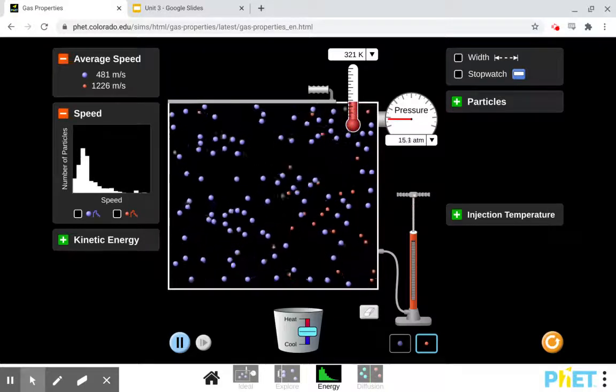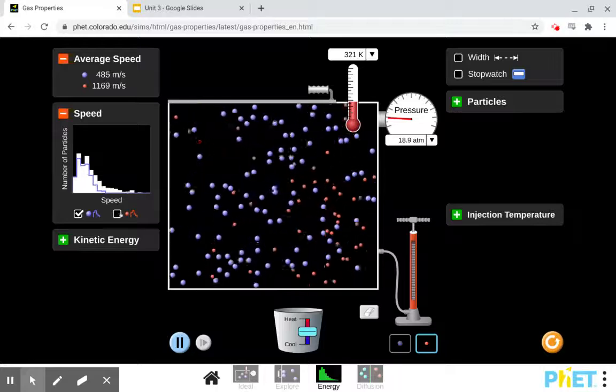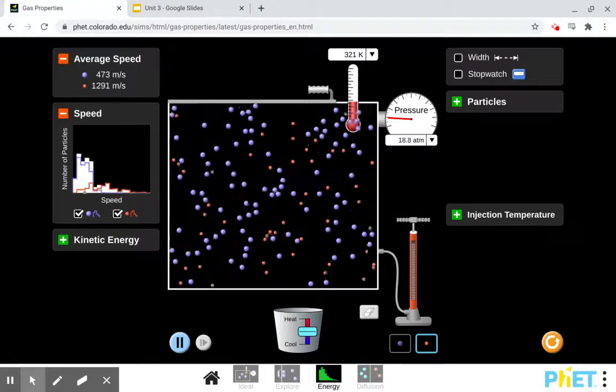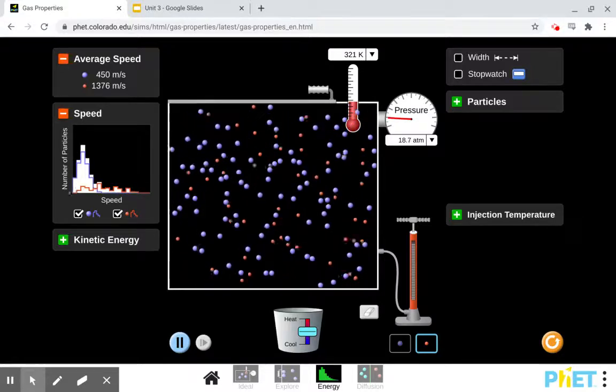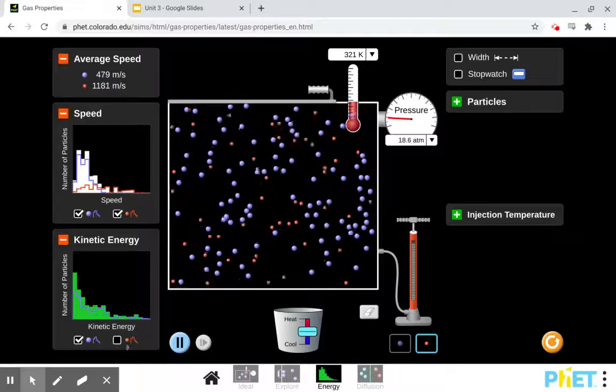We can also add in some lighter mass particles into the equation. You'll notice that the total average speed goes up. But if we look at the speeds of the purple particles versus the red particles, you can see the red ones are clearly moving faster. Their distribution is skewed further out. We can do the same thing with kinetic energies.